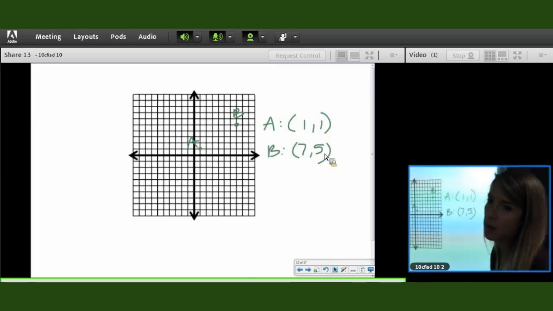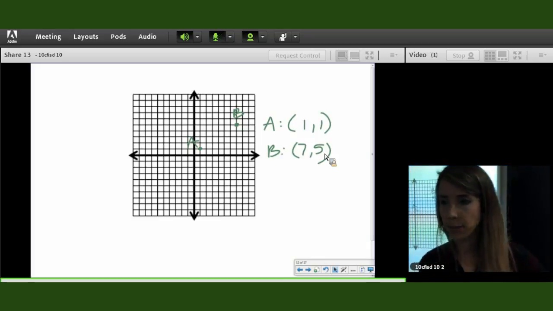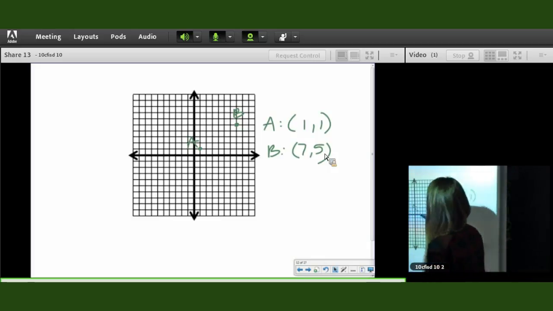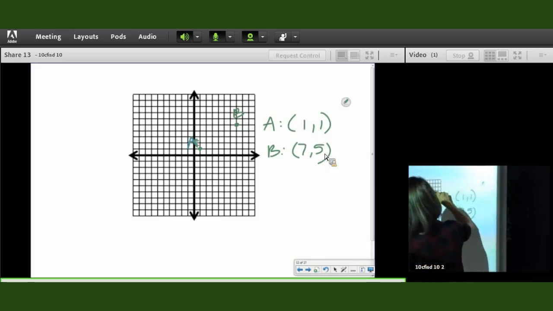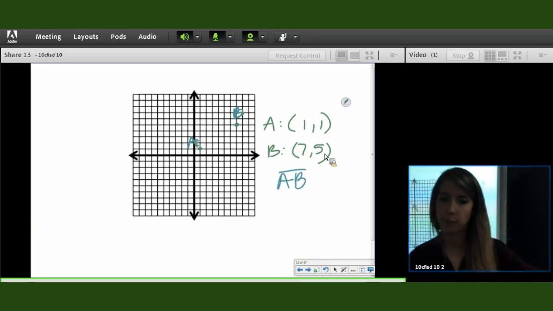Your graph on your notes page, I want you to plot points A and B, where A is (1, 1) and B is (7, 5). And then I want you to create segment AB.